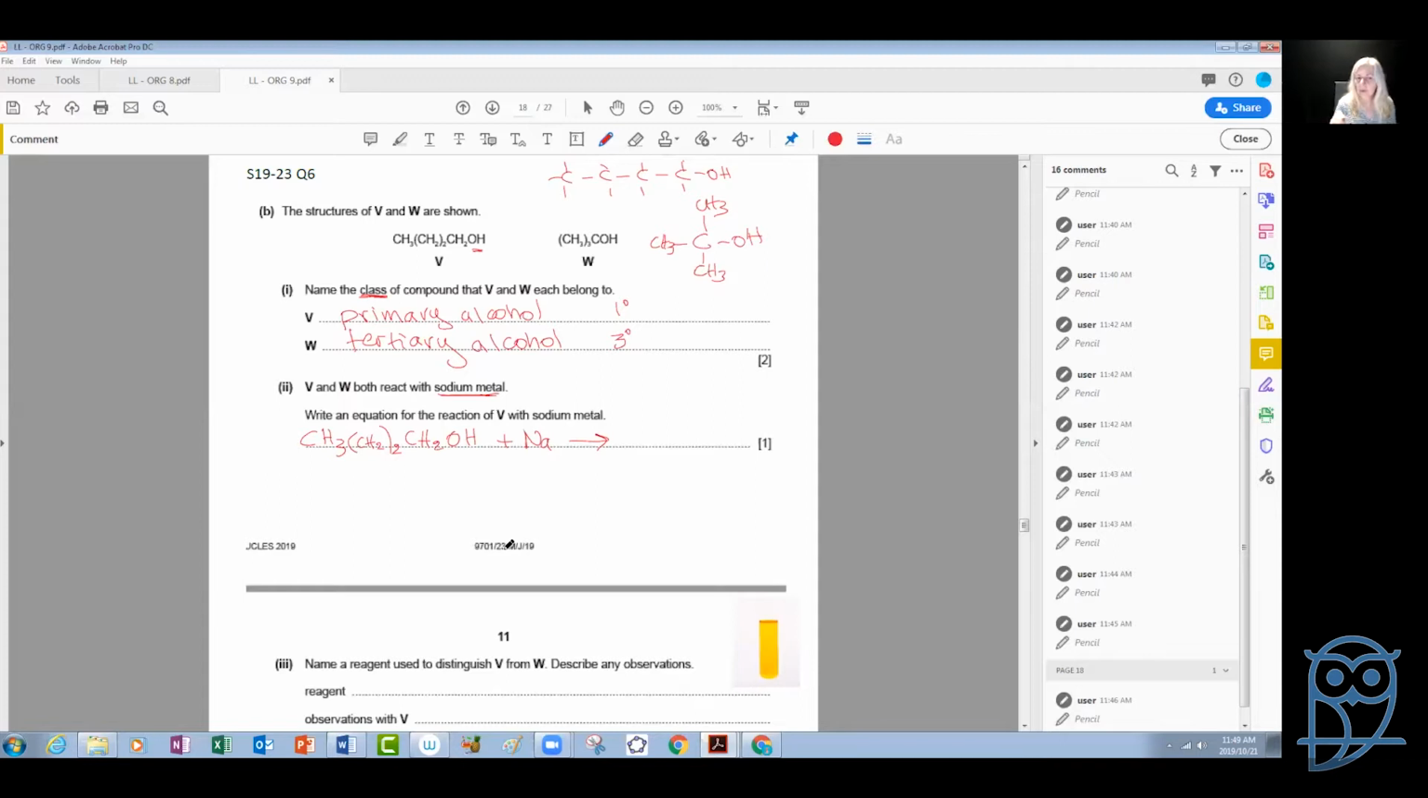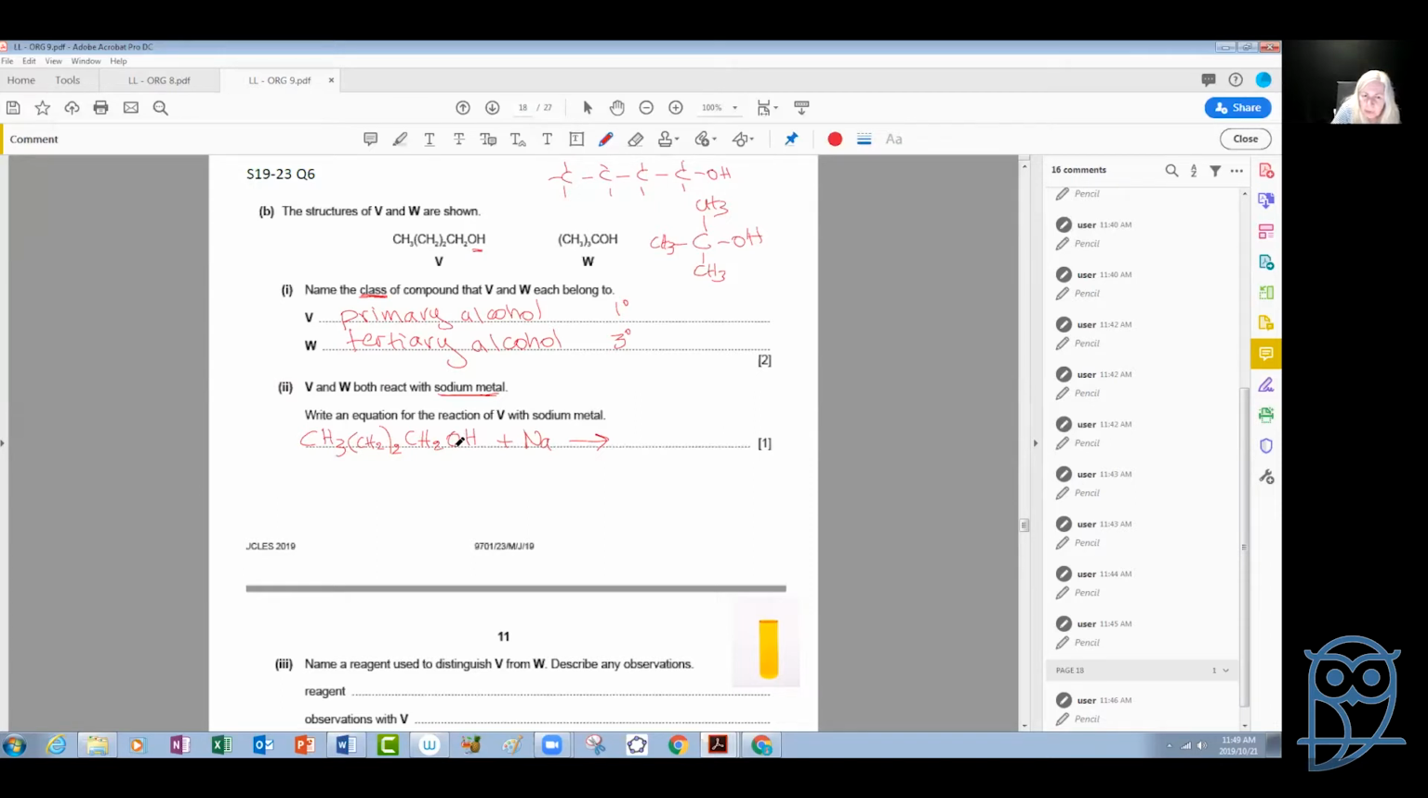By the way, we need to know which bond is going to break, and another important aspect of this reaction is the production of hydrogen. Of course, we'll have hydrogen gas produced. So what happens here when it reacts with sodium metal?